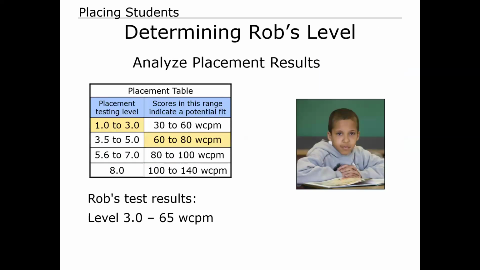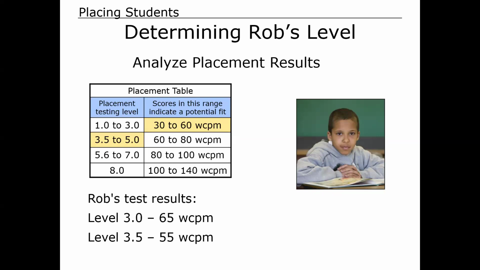Okay. Now, what about a student like Rob? Rob's a 4th grader. And when we give Rob level 3.0, he reads 65 words correct per minute. So just like Anna, outside the range on the high end. So we're going to give him the next level up, 3.5. But when we give him the next level up, now he's outside the range on the low end. Okay, that will happen occasionally. It's not often. Most of your students are going to be like Anna. They're going to fit nicely into one of those levels. Every once in a while, you get a student like Rob who is between levels.